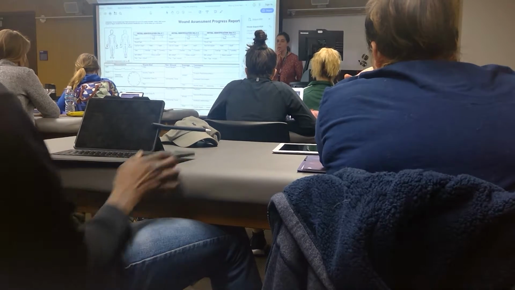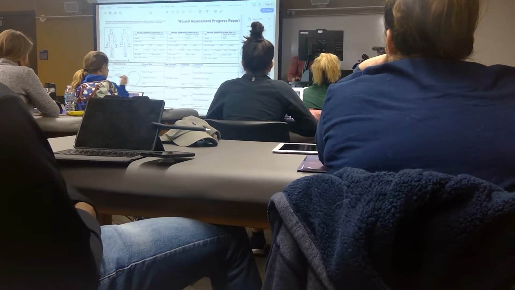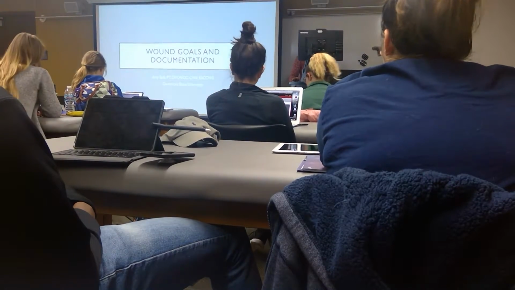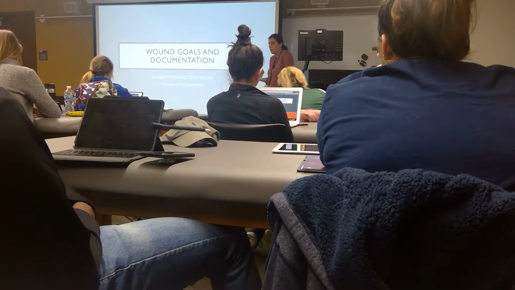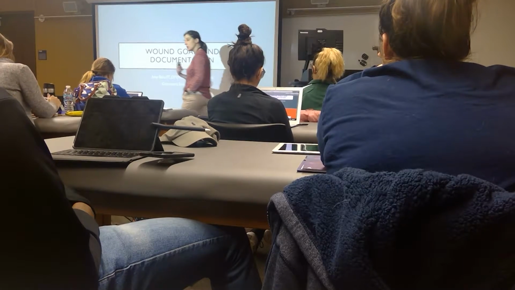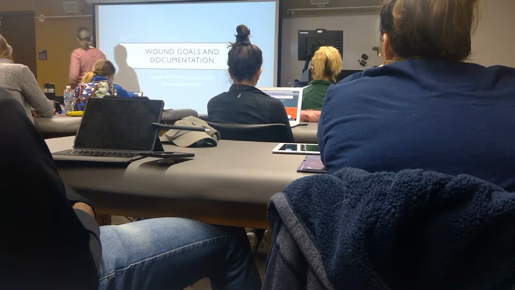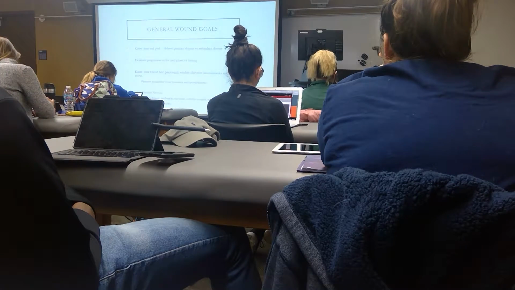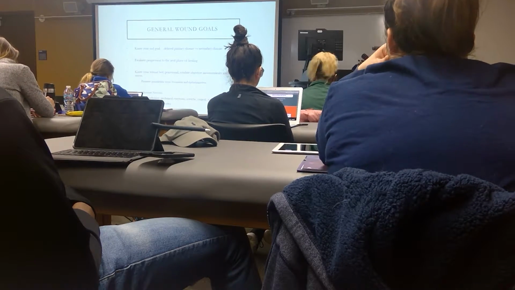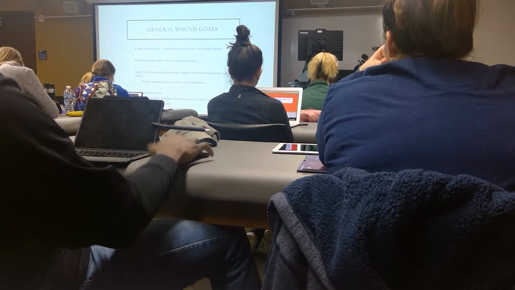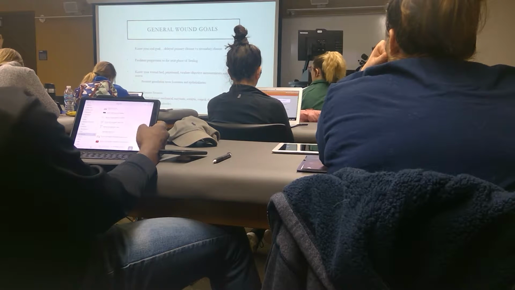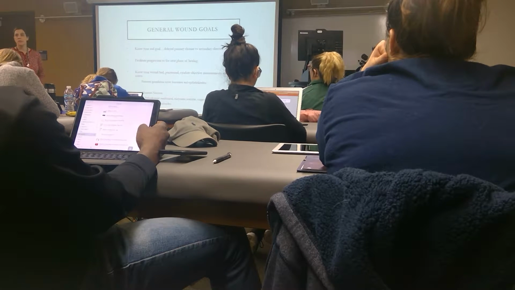Why do we care? Well, from all the stuff that we gathered last week, then we have to make wound goals and documentation. We have to document what we saw. And I didn't get a chance to go over that last week. So, for wound goals, how do you make goals for wounds? Well, first of all, you have to know your end goal. Is the end goal going to be delayed primary closure versus secondary? What does that mean? Remember that from last week? What's delayed primary closure?